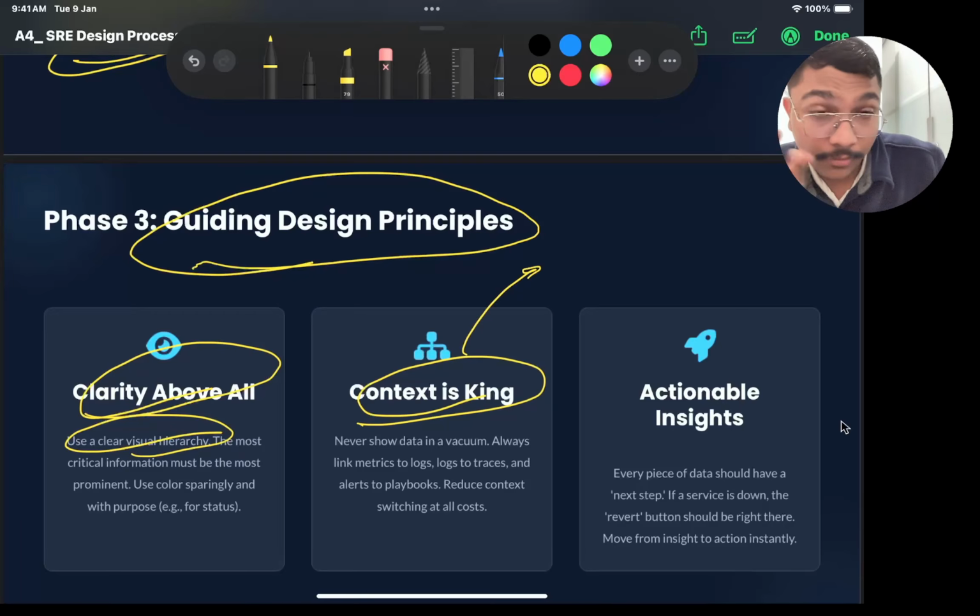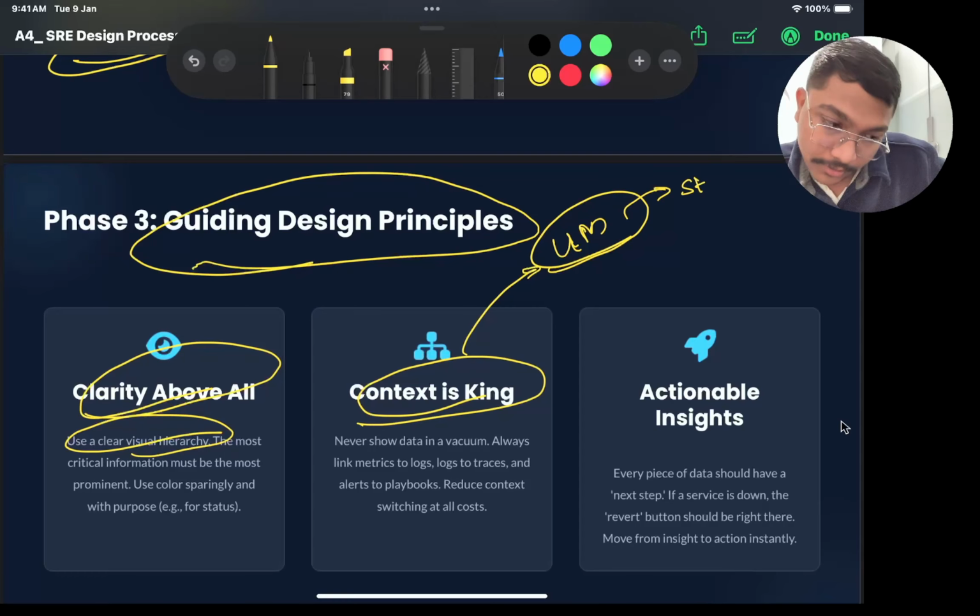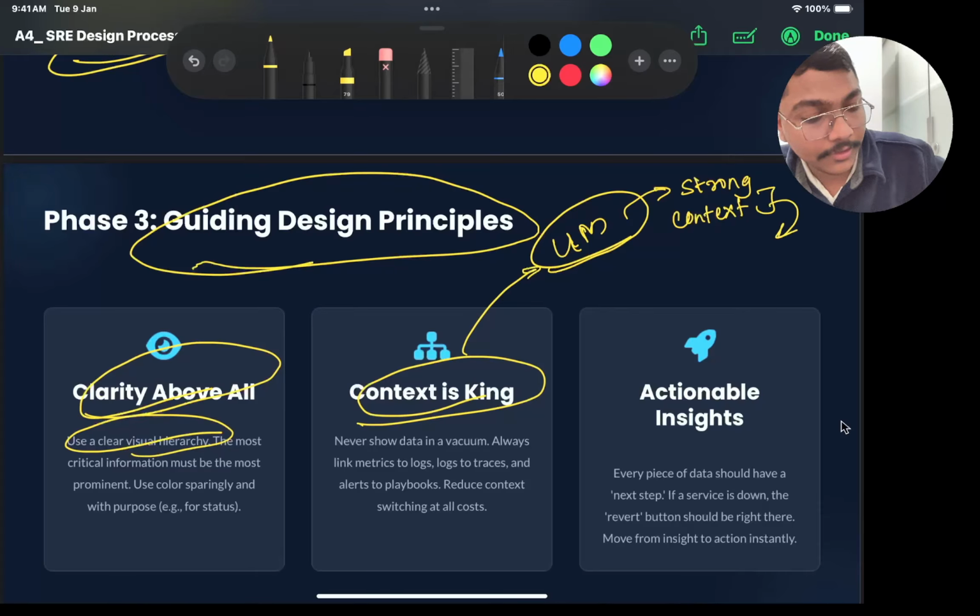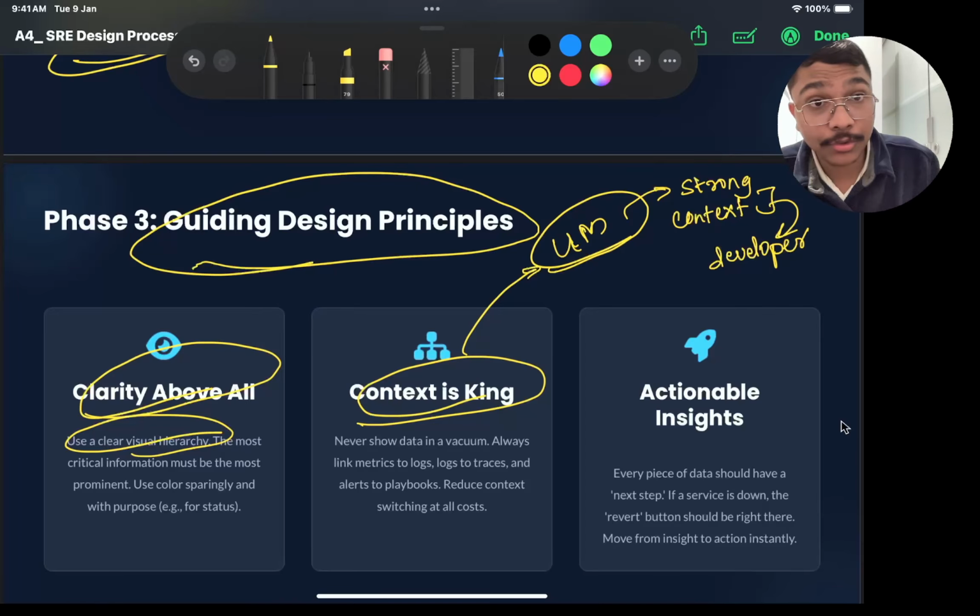Then context is king. Now we are trying to resolve everything in the end using LLM. Okay, we will discuss that part later, but what does an LLM require? LLM requires a strong context, right? Now this thing is true in the case of developers too, they also require strong context. So without those we cannot go ahead.